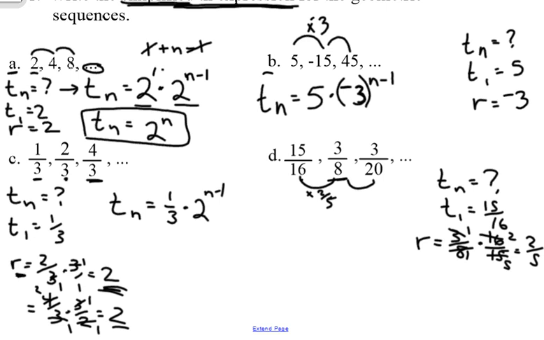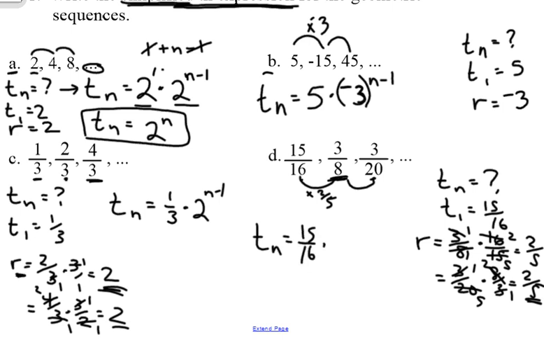Well, with fractions, I want to double check that that's correct. So what's our other R value? Let's check. We know that 3/20 divided by the previous term or multiplied by the reciprocal of it. 3 and 3 cancel. 8 and 20 will reduce by 4. Leaves us with an R of 2/5. So it's consistent. So in this case, our T sub n value is equal to 15/16 times 2/5 to n minus 1.